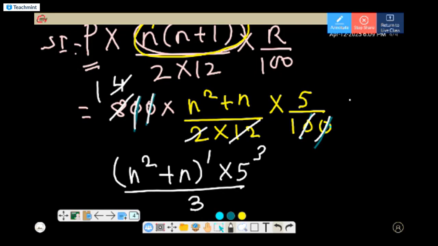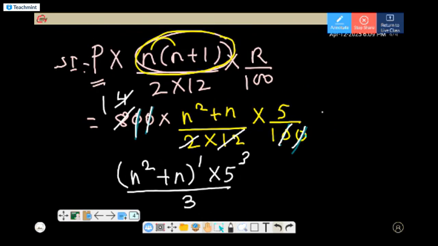Now, which type of equation is this? In all the previous questions we were doing, we were getting a linear equation. Can anyone tell me which type of equation this is? n squared plus n, something that has n square. When the degree of the equation is 2, what type of equation is this? It's quadratic. Yes, it's a quadratic equation.